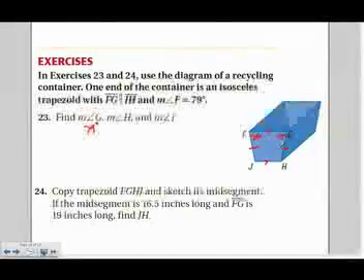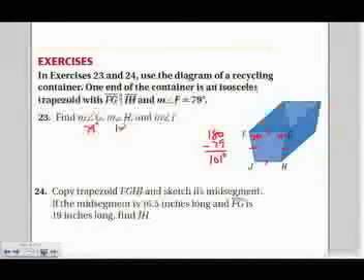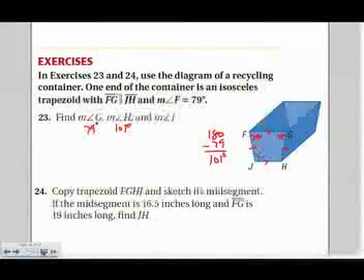Now let's find the other two. If these two lines are parallel, and these two angles are supplementary, that means that 180 minus 79 is equal to the measure of angle H, which is 101. So H is 101, and this angle is congruent to this one, so J is also 101.